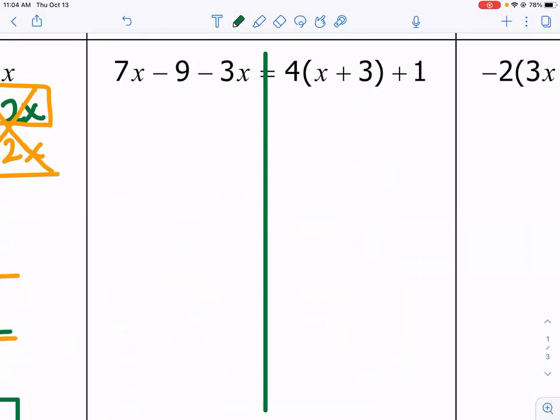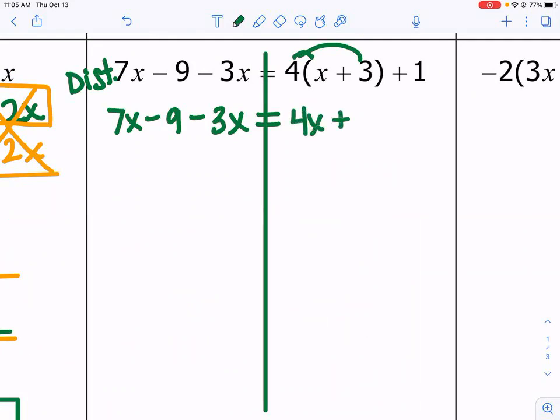Okay. All right. So Tyler, after we draw our fence, the first step is to do what? All right. We see that we have parentheses, so we need to distribute. Okay. So I'm not going to worry about, I'm just going to rewrite the left side since there's no parentheses over there. I'm just going to leave it. And then on the right side, we need to distribute. Okay. Jada, when we distribute, what do we get? 4x plus 12. And then we still have this plus 1.